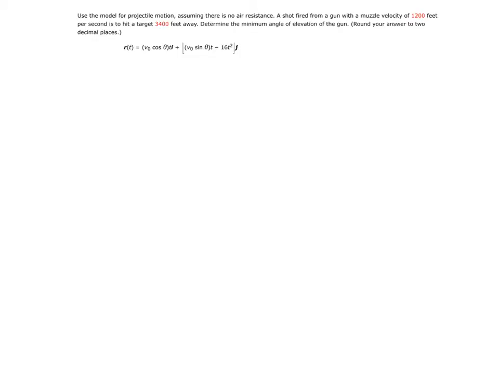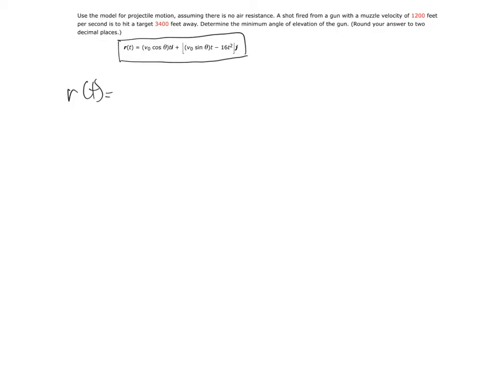For this question, they ask you to determine the minimum angle of elevation of a gun. This is the formula you should remember to find the vector r of t. We're going to find the vector r of t by plugging in the numbers they give us.